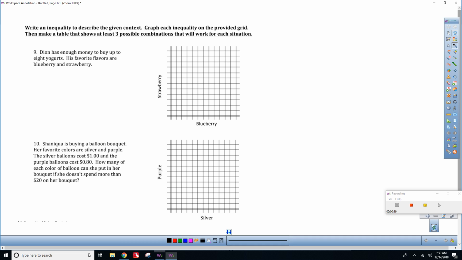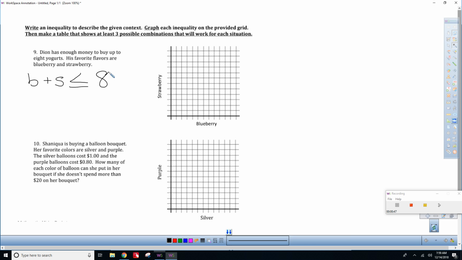I understand these are weird questions, okay? So Dion has enough money to buy up to 8 yogurts, up to 8. So I think that means he can buy 1, 2, 3, 4, 5, 6, or 7, or 8 yogurts. I do think that means he can buy 8 yogurts. His favorite flavors are blueberry and strawberry. So, B plus S is less than or equal to 8. That's the inequality there. Okay?